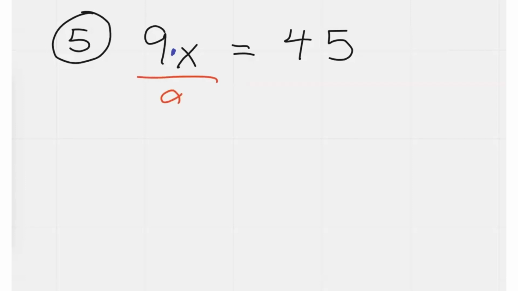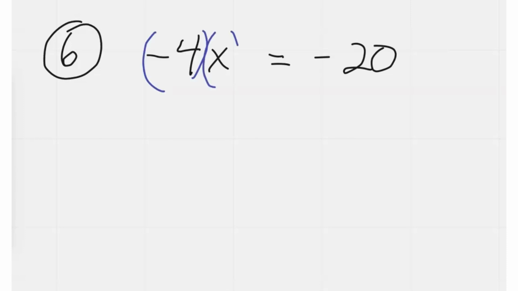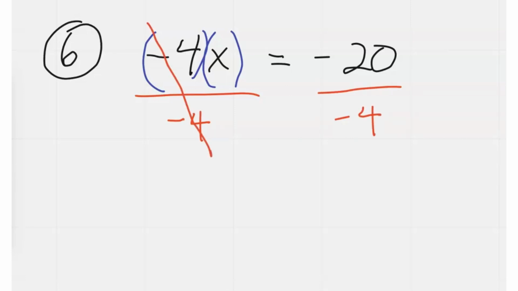What about when the variable is being multiplied by the constant? Well, what is the opposite of multiplication? Division. Let's look at an example. 9 times x is equal to 45. Since 9 and x are being multiplied, I can divide both sides by 9 to isolate x. This gets us x is equal to 5. Let's do another problem. Negative 4 times x is equal to negative 20. I'm going to divide both sides by negative 4 to isolate x. On the other side of my equation, I have a negative divided by a negative, which cancels out to a positive. So my final answer is x is equal to 5.